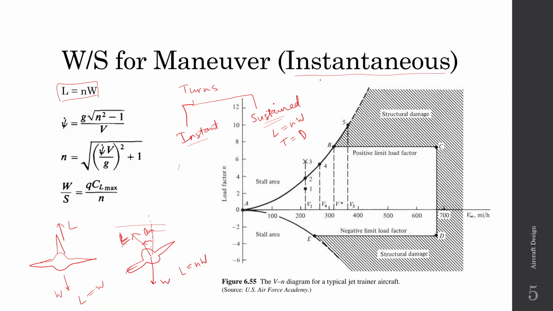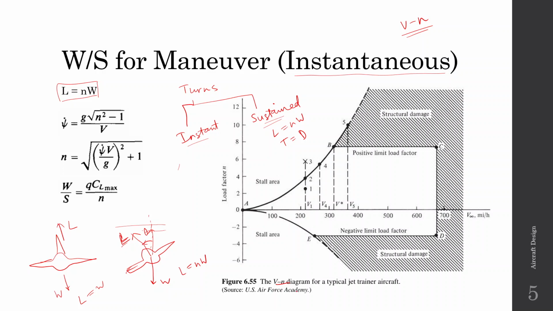But if you're talking about an instantaneous turn rate, it is the maximum possible turn rate, where we do not care about losing altitude or velocity. The maximum possible turn rate is mainly limited by the structural capability of the aircraft. So in this context, you will remember the VN diagram, which we studied in aircraft performance.